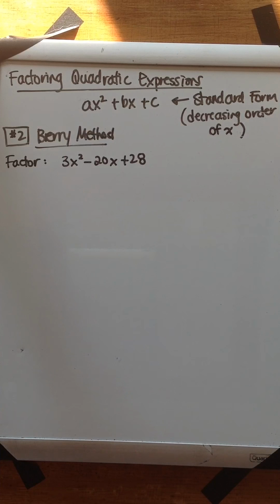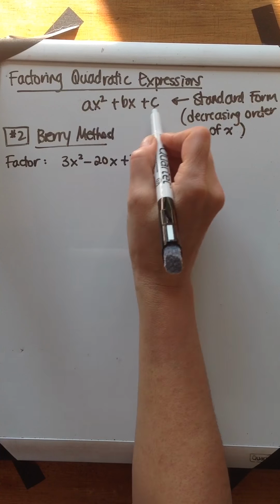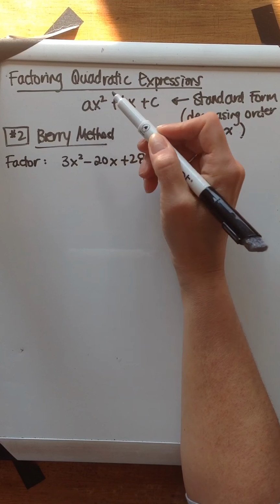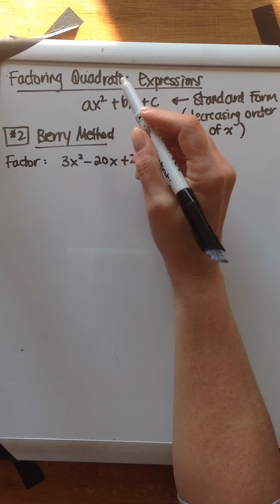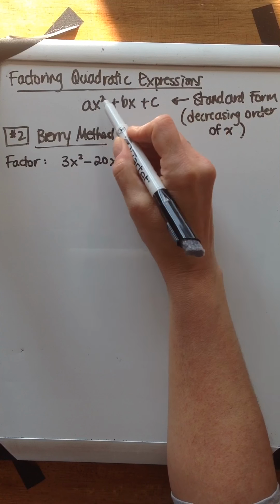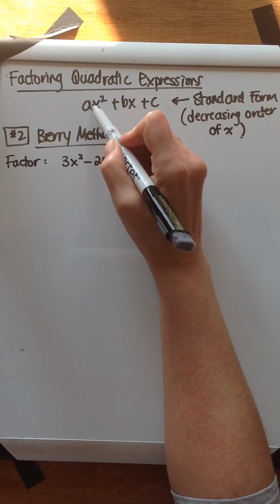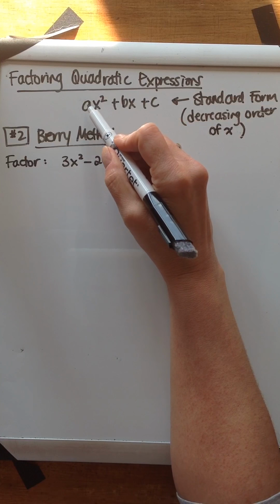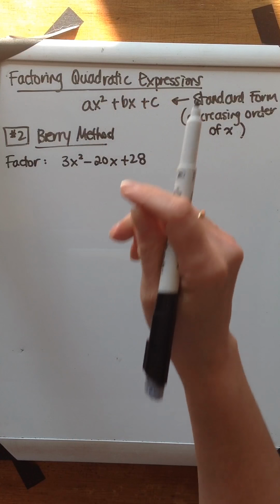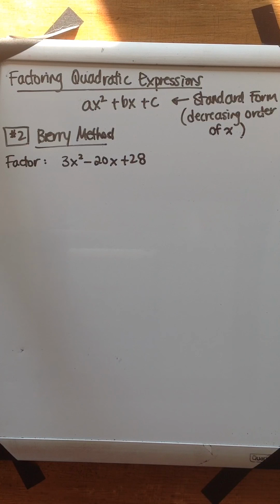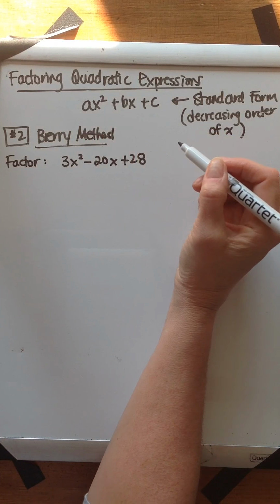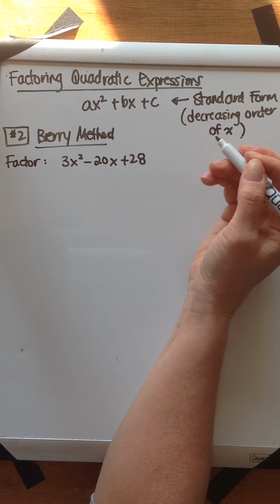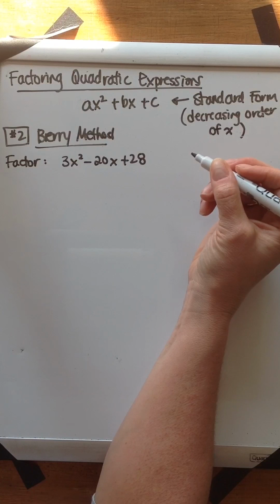In the previous video, we learned how to factor a quadratic expression, that is, a trinomial that has x squared as its largest term, or its largest degree with decreasing degrees of x, where the a value was not equal to 1. And we did that using a method called split the middle term. I'd like to show you another method that can be used to factor a quadratic expression that has these criteria as well. And it's called the Berry method.